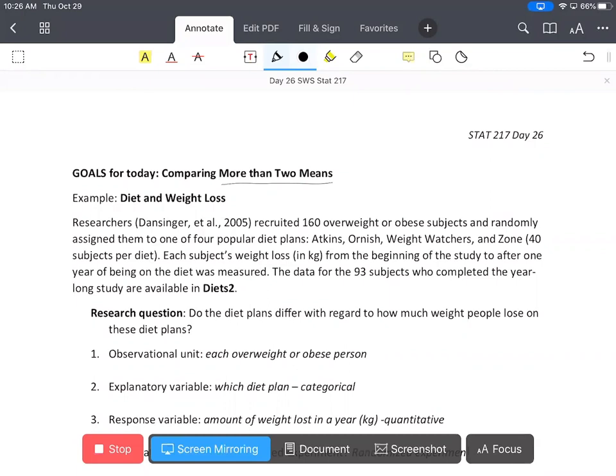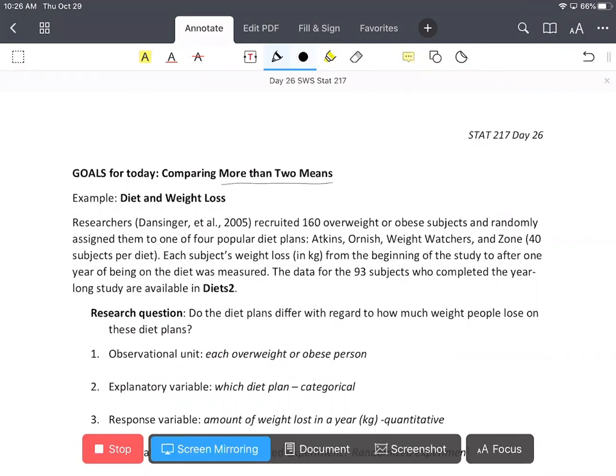Goals for today, we're going to be looking at comparing more than two means. We're moving away from paired data. At this point we've looked at one mean, we've compared two means, but what if we have more than two means that we want to compare data between? So we're going to look at this through a study with diet and weight loss.